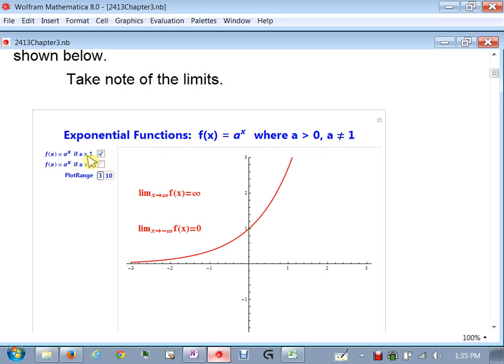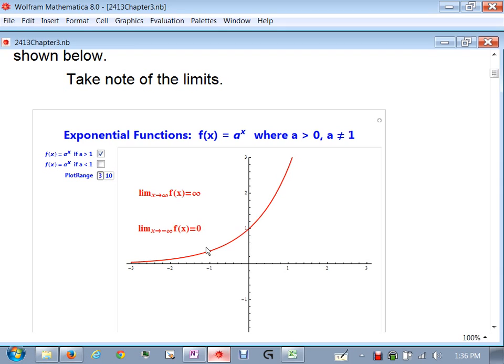Now, if that a is bigger than 1, so if it's like 2 to the x, 3 to the x, e to the x, what's e? E is a number, right? It's about 2.7 something, so that's bigger than 1. Anything that's bigger than 1 as your base, this is what the graph looks like. As you go out to infinity, to the right, it goes up to infinity. As you go to negative infinity on the left, this thing gets smaller and smaller, approaches the x-axis, so it goes to 0. That's what these two pieces of information say, right? X goes to positive infinity, function goes to positive infinity. X goes to negative infinity, function goes to 0.